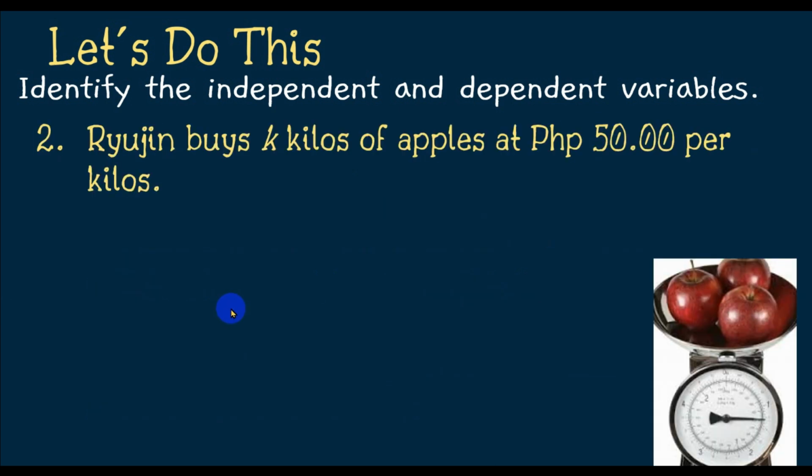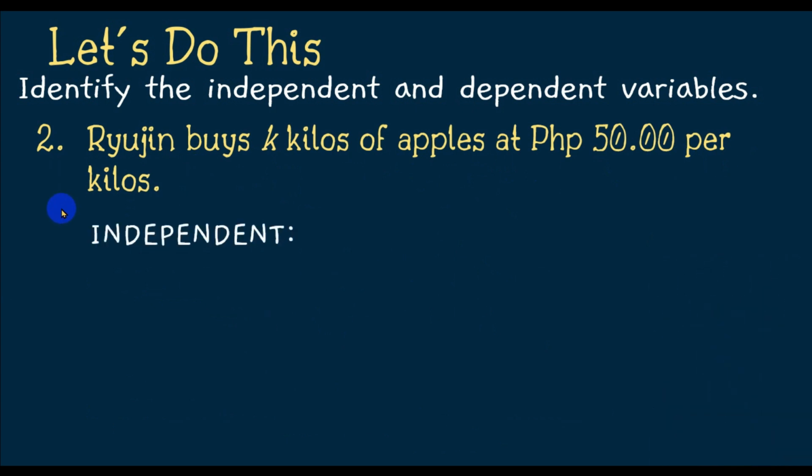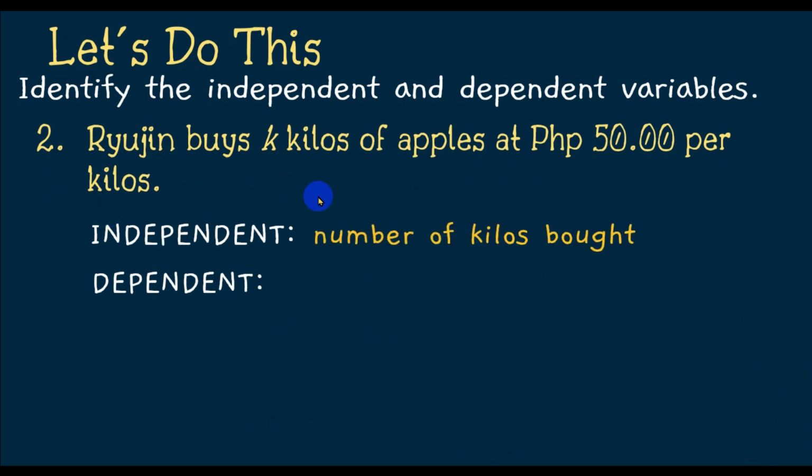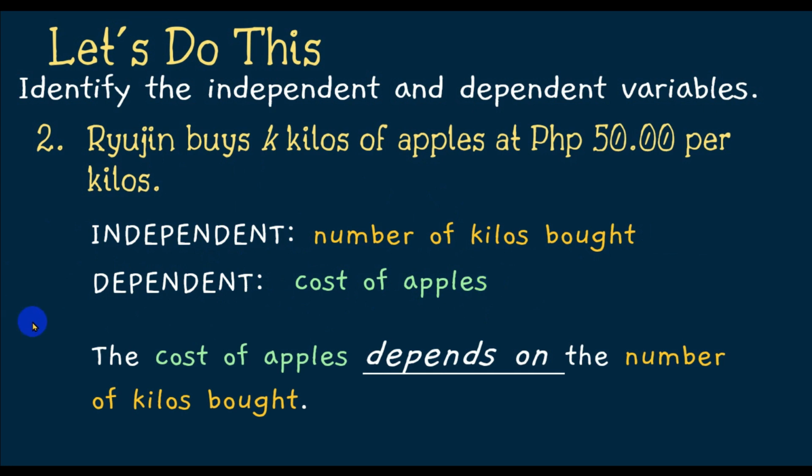Next, number 2. Ryujin buys K kilos of apples at 50 pesos per kilo. So, what will be the independent and dependent variable? For the independent variable, it is the number of kilos bought by Ryujin and it will affect the cost of the apples na babayaran niya. Once na bumili siya ng 10 kilo, marami na siyang babayaran. Pero kung 1 kilo lang, hanggang 50 pesos lang. So, the independent variable, again, ito yung unang mangyayari. It is the kilos na bibilhin ni Ryujin. And then, for the dependent, ito yung result. Ito yung effect. So, mamahal ang babayaran niya. In other words, the cost of apples depends on the number of kilos bought.